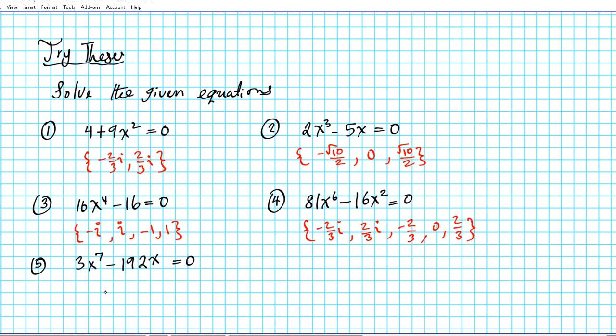For number 5, we have, let's do the negative one first, negative 1 minus root 3 i, negative 1 plus root 3 i, 1 minus root 3 i, and 1 plus root 3 i. Alright, these are the imaginary roots. We have some real roots, which are negative 2, 0, and 2.